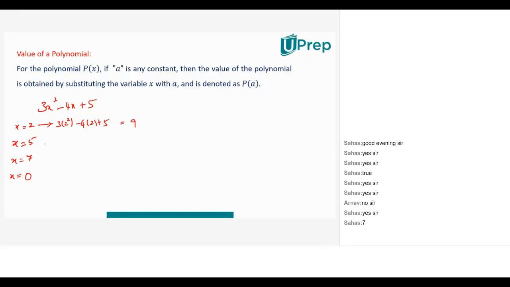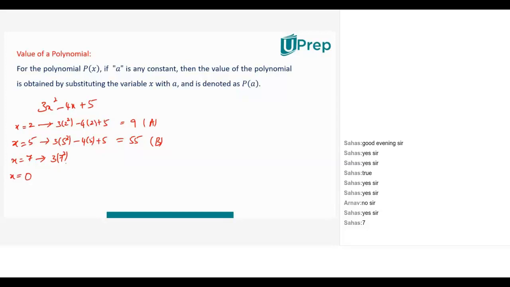The same polynomial for Bhumika's value is going to be 3 times 5 square, that is 75, 25 into 3, minus 4 times 5, 20. That is 75 minus 20, 55... sorry, 75 minus 20 is 55, plus 5, 60. So this is Bhumika's value. This is Arnav's value. Then Sahas gave us 7.